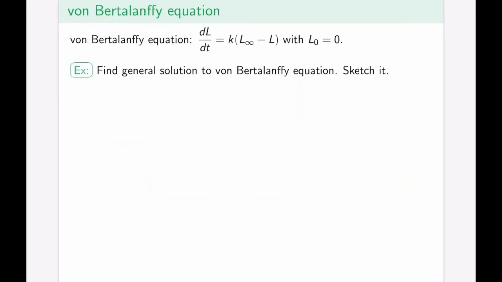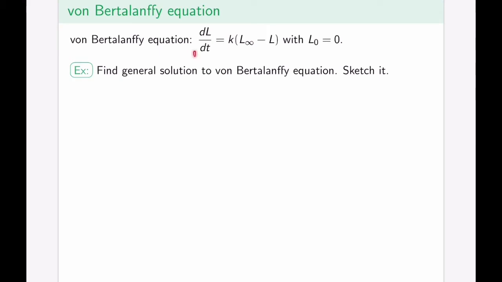Let's take a look at another application, the Bertalanffy equation, named after Ludwig von Bertalanffy, an Austrian biologist known for his work in biology as well as information theory. He is one of the founders of general systems theory and is actually well known for this equation as the mathematical model of an organism's individual growth.